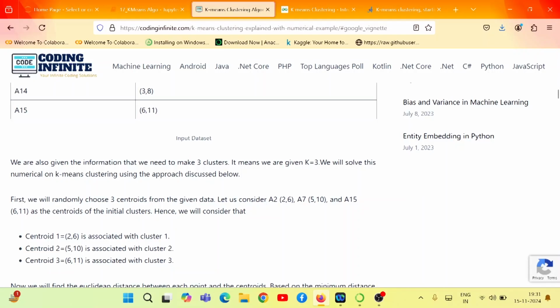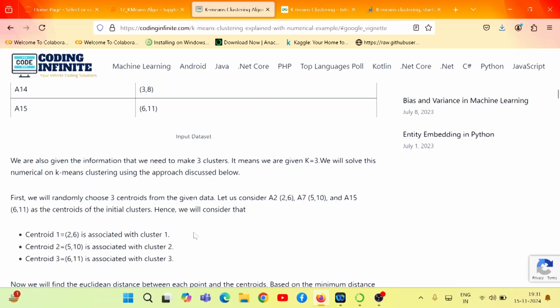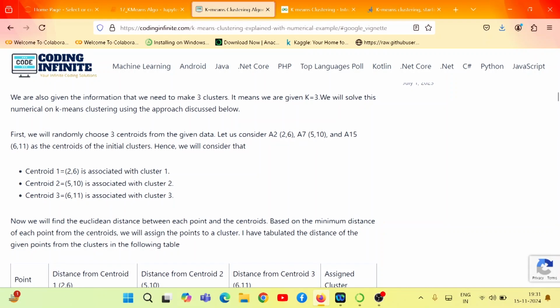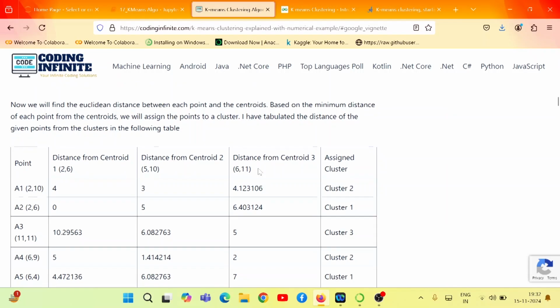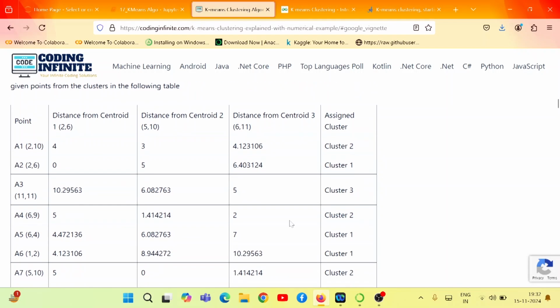Now what we have to do is calculate the Euclidean distance from all these 15 points to each centroid, where centroid 1 is associated with cluster 1, centroid 2, which we have selected randomly, is associated with cluster number 2, and centroid 3 is associated with cluster number 3. With this understanding, let us calculate the Euclidean distance of all the points from these centroids. To represent the distance, I have created this table.